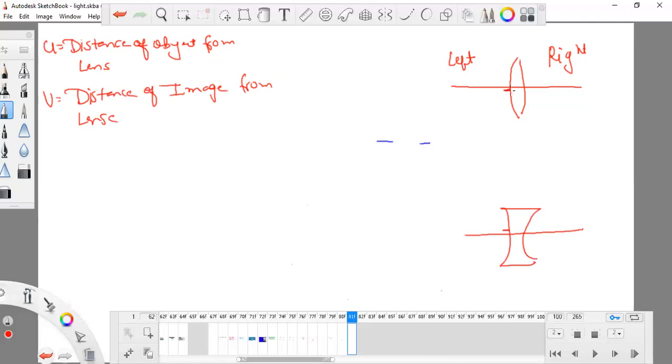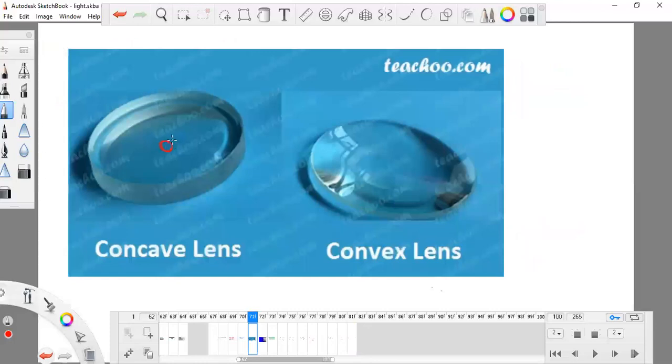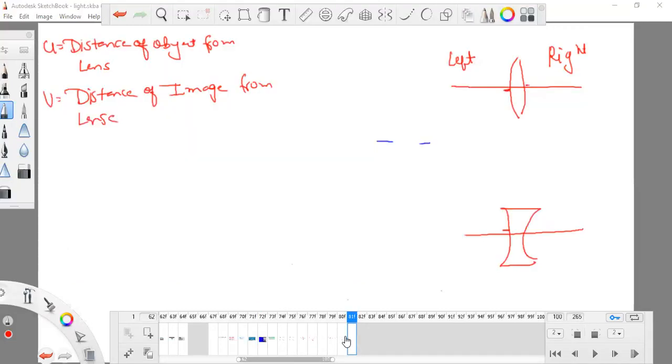Either it is in this direction, then we will calculate the distance from this side, and if it is in this direction, we will calculate the distance from this side, definitely from the optical center. This is the optical center, and it can be at the opposite side too, because this is a lens. And F is the focal length. I told you the difference between principal focus and focal length.